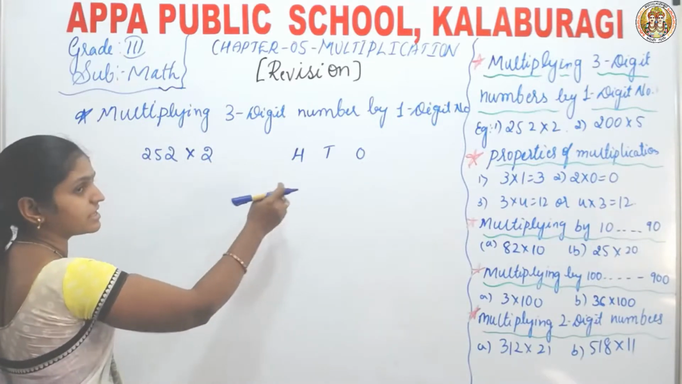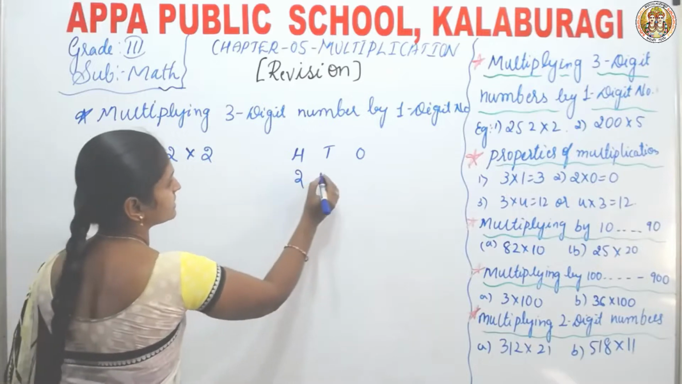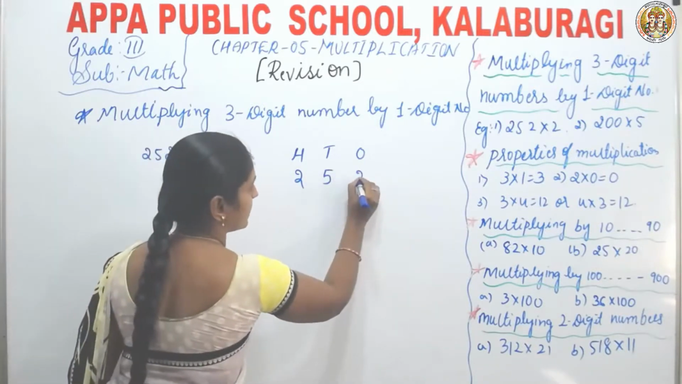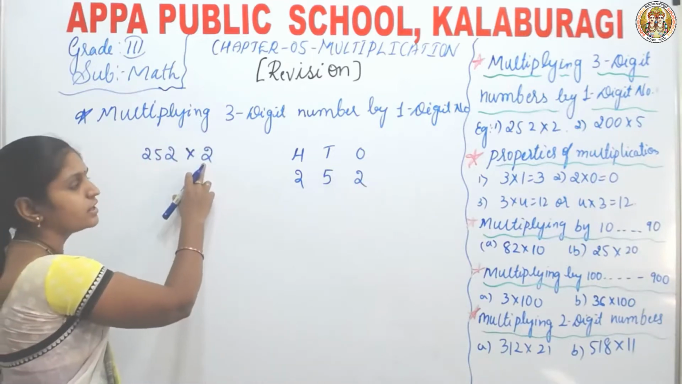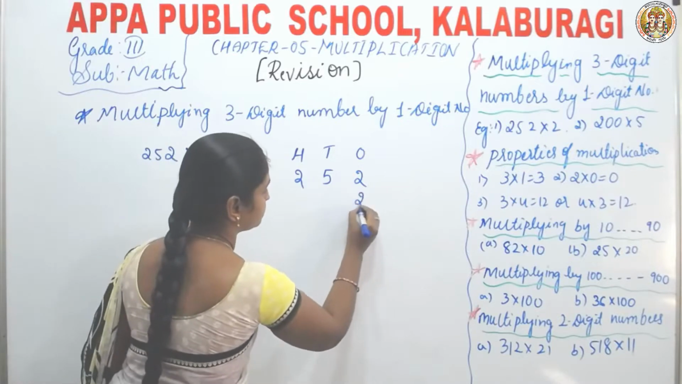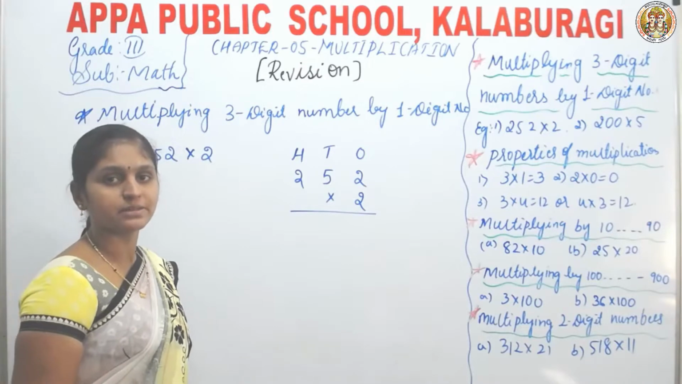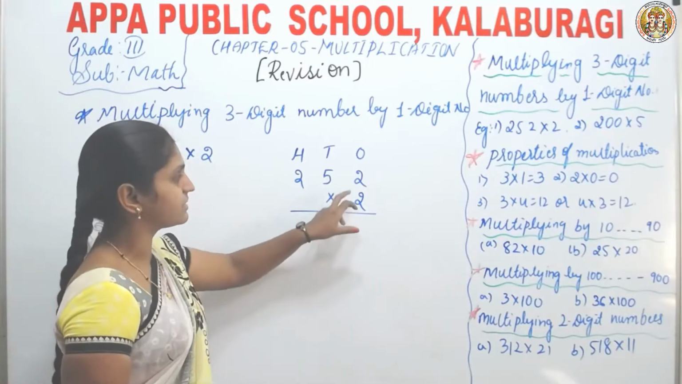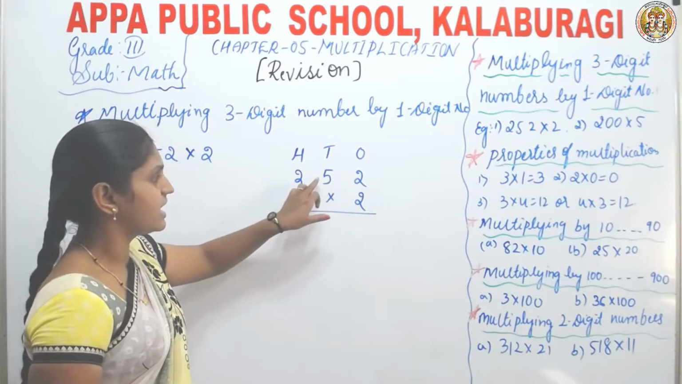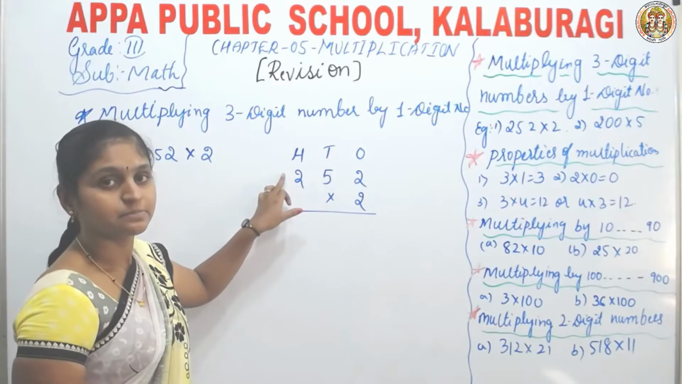Write the numbers in the place value. Here 2 is in the hundreds place, 5 is in the tens place, and 2 is in the ones place. Multiply by 2. First we have to multiply the ones place with the ones place, then the ones place with the tens place, then the ones place with the hundreds place.